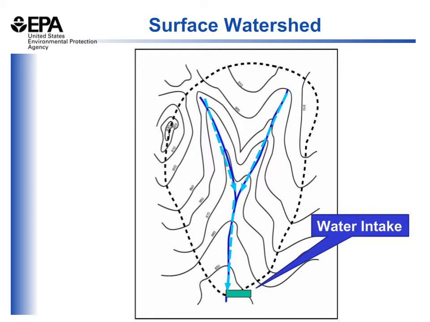We show the topographic contours, or the elevation of the land surface around these streams, and we've mapped an area known as a watershed, showing where rain falling on the ground surface will move towards the stream as opposed to away from the stream. If we know that surface watershed to our intake, we can look at land uses within that area that may affect the quality of water that we're drinking.